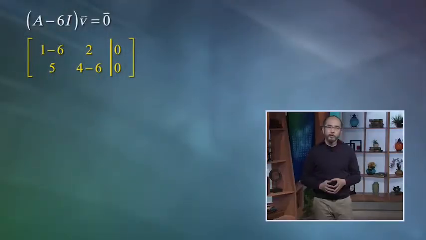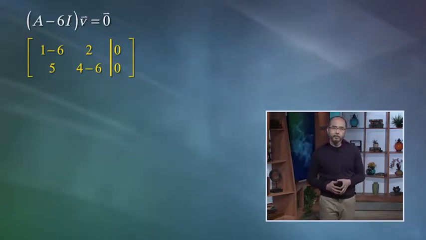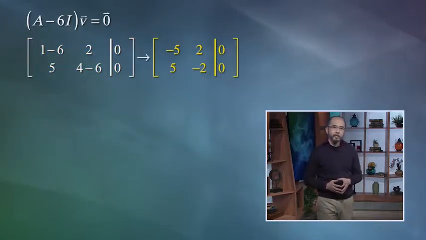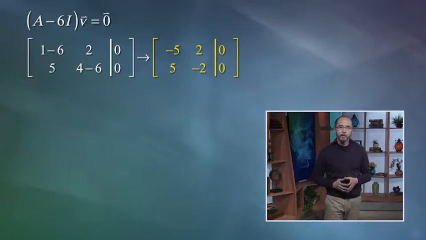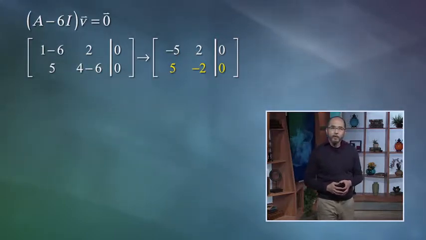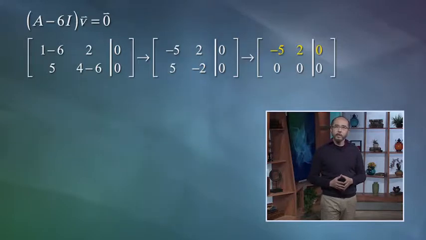A minus 6I just looks like the matrix A with 6 subtracted off the diagonal. Then on the left side we have the 2 by 2 matrix, 1 minus 6, 2, 5, and 4 minus 6. And on the right we have zeros. When you simplify this, you see the augmented matrix with rows minus 5, 2, augmented with 0, and 5, minus 2, augmented with 0. And we notice that the second row is just a multiple of the first. So row reduction simplifies this to just one non-zero row.